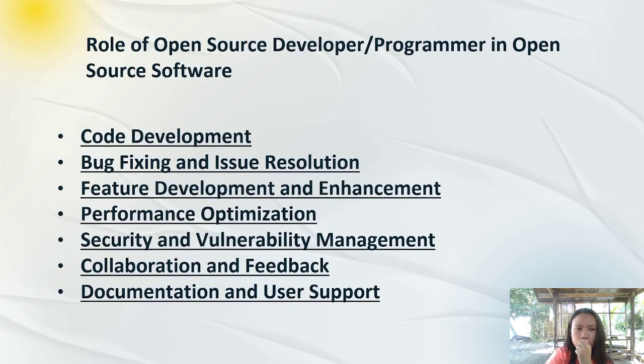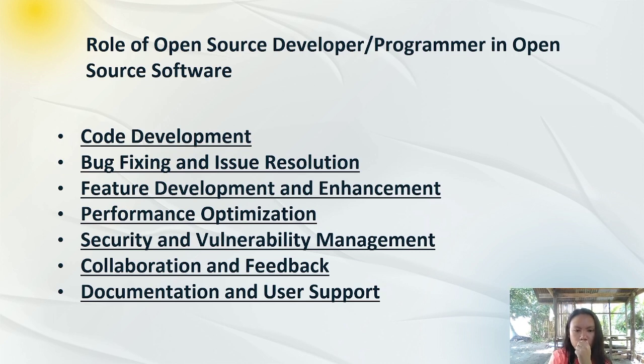So there are roles of an open source developer or programmer in open source software. One is code development, bug fixing and issue resolution, feature development and enhancement, performance optimization, security and vulnerability management, and collaboration and feedback, then documentation and user support.